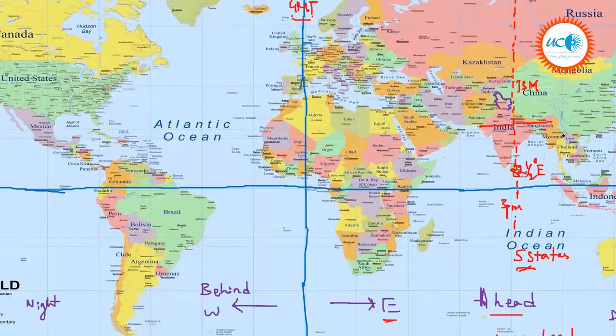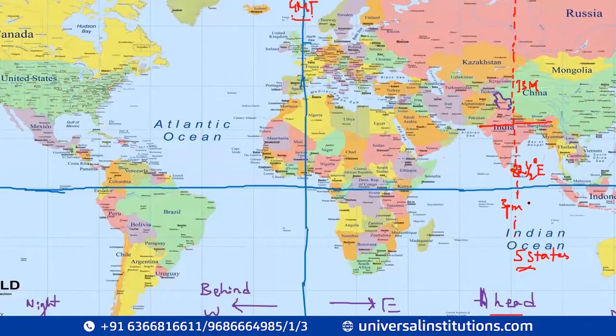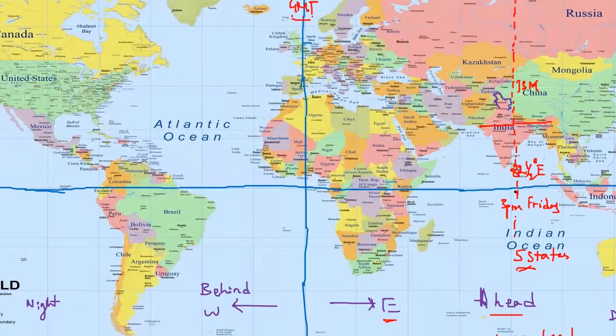We are 5 hours, 30 minutes ahead of GMT. So, you know that. Now, I told you that we have 3 p.m. Friday. That is the time you told me. We'll take 3 p.m. only, because we will not take the changes once it's easier to understand. 3 p.m. Friday, 9th July.